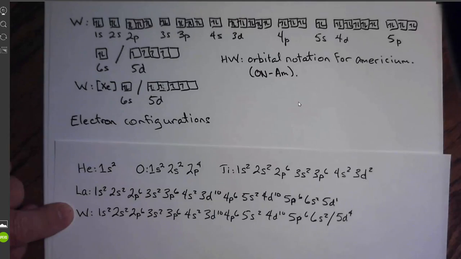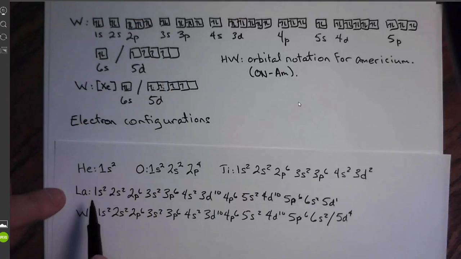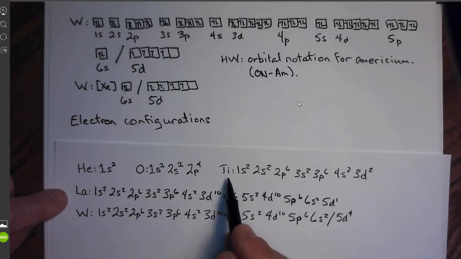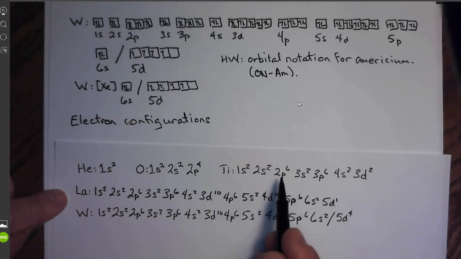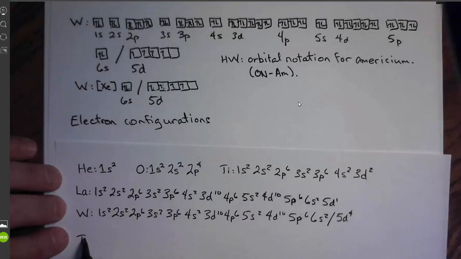Now, on a test or homework, I may say, give me the full electron configuration, or I may say, give me, well, this is called a noble gas kernel, okay? I may say, give me a noble gas kernel electron configuration. Kernel like a kernel of corn, K-E-R-N-E-L. So if we were going to write, say, titanium using the noble gas kernel electron configuration, I'd write titanium.